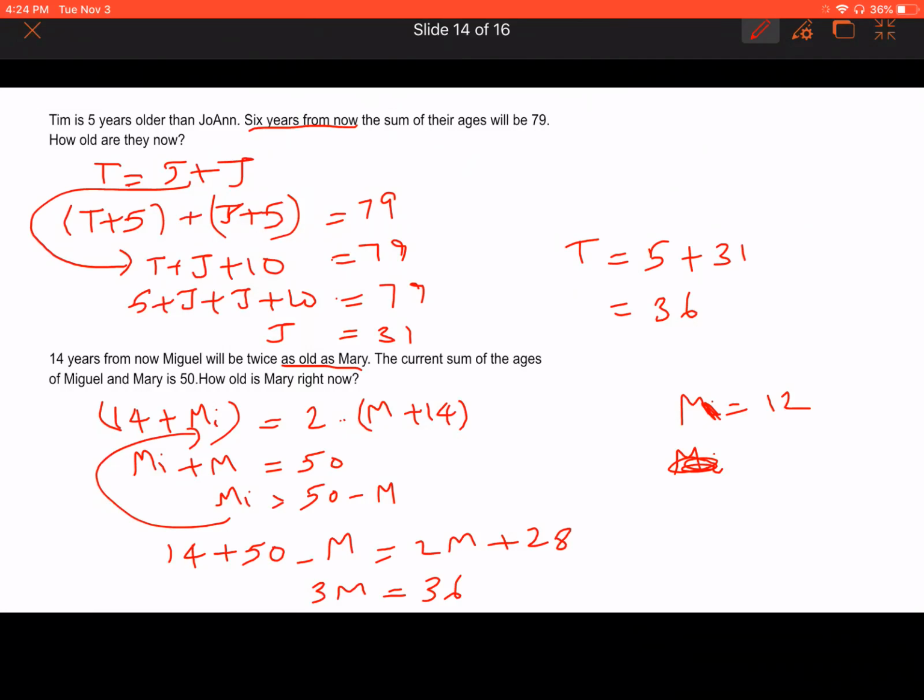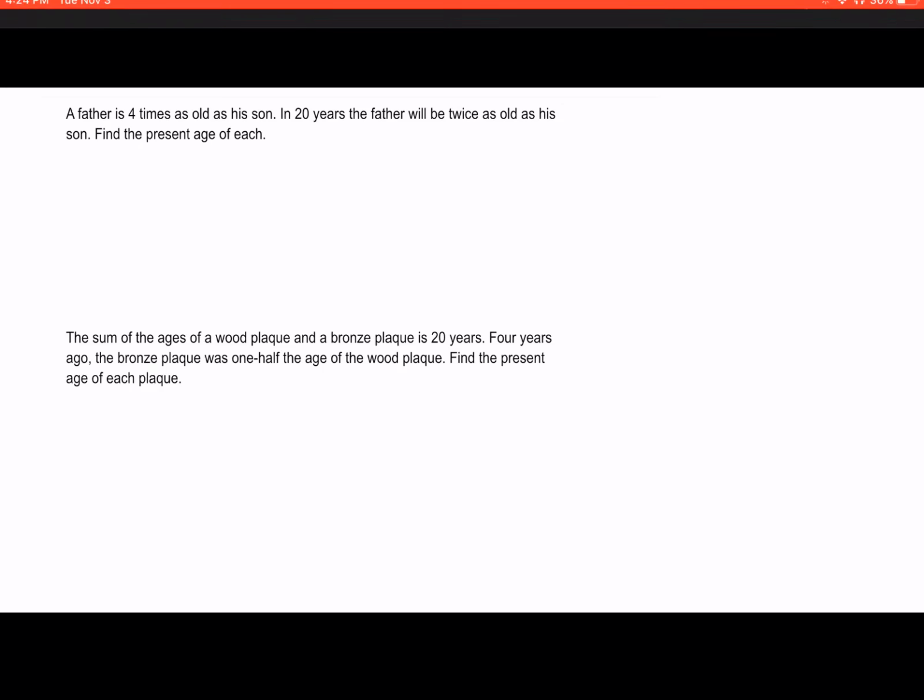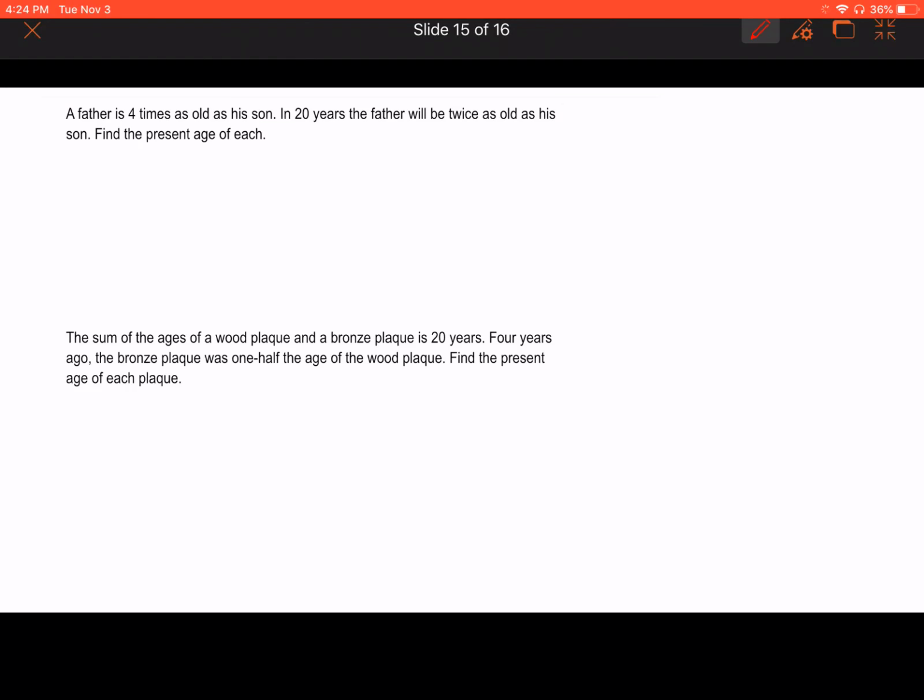Okay, so we'll move on to the next question. So your father is 4 times as old as his son. Father is 4 times as old as his son. Okay. In 20 years, the father will be twice as old as his son.